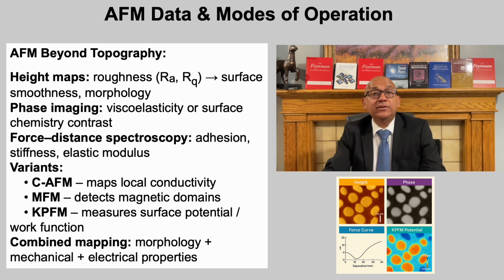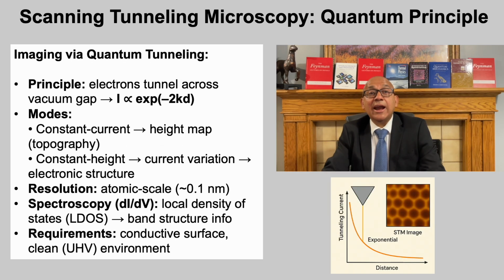By combining these data channels, AFM yields multi-dimensional data sets that link morphology, mechanics, and electronic behavior. For instance, mapping conductivity alongside roughness can distinguish grain boundaries from bulk grains in polycrystalline films. In this way, AFM serves as a cornerstone of quantitative nanoscale metrology, bridging imaging with local property measurement across disciplines.